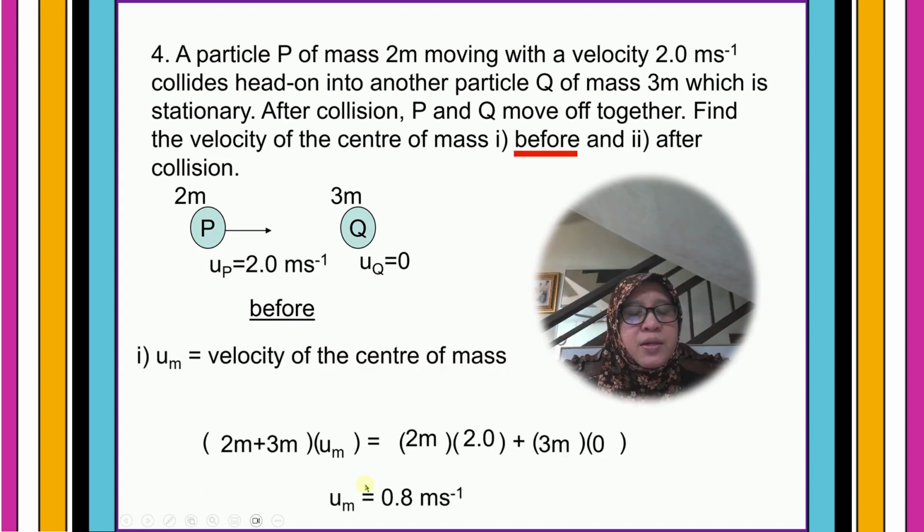Okay, so you get the velocity of the center of mass is 0.8 meter per second before they collide. So this is the velocity of the center of mass, 0.8 meter per second. Okay, so now we calculate after collision.